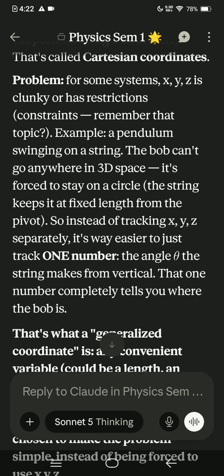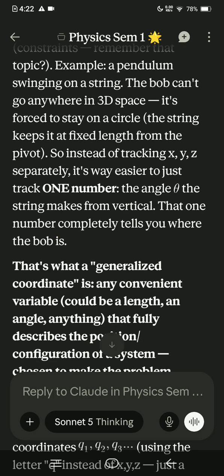Example: a pendulum swinging on a string. The bob can't go anywhere in 3D space. It's forced to stay on a circle. The string keeps it at a fixed length from the pivot. So instead of tracking XYZ separately, it's way easier to just track one number, the angle theta the string makes from vertical. That one number completely tells you where the bob is.